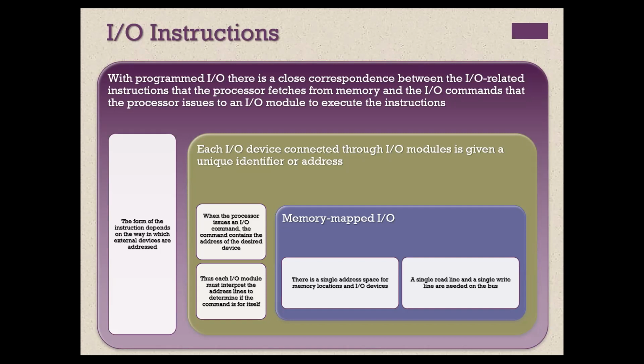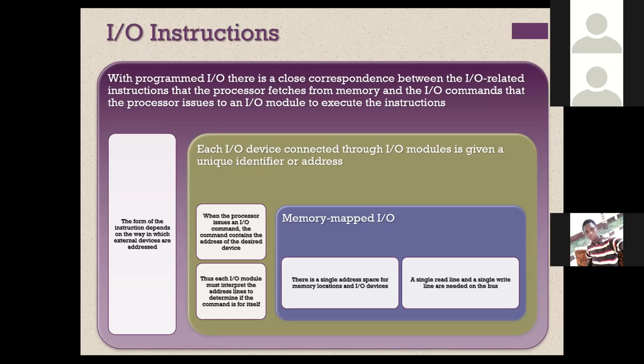So typically, there will be many IO devices connected through the I/O modules to the system. Each device is given a unique identifier or address, as we know. When the processor issues an I/O command, the command contains the address of the desired device in question. Therefore, each I/O module must interpret the address lines to determine if the command is for itself or not.